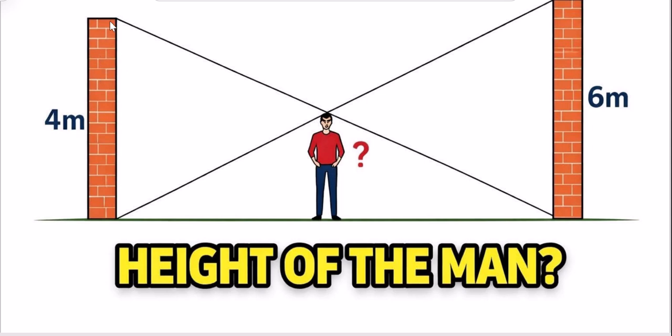Solving this problem, we have the height of this wall to be 4 meters, and the height of the second wall to be 6 meters. So the question is, what is the height of the man? To make it easier, let's call the height of the man h.